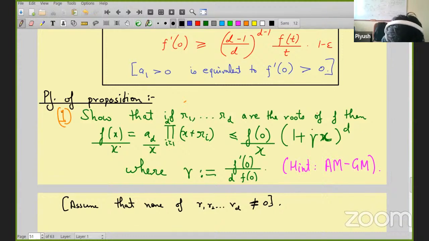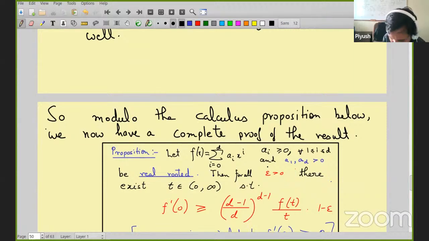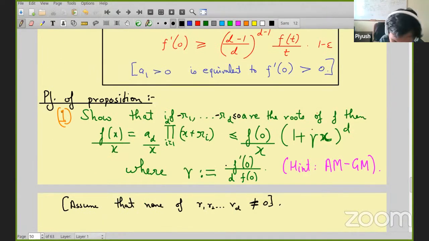So now let's just do the factorization. f(x) over x, I just multiply out x. Actually the roots are what I meant was minus r, and I factorize them as a_d over x times the product from i equals 1 to d of (x plus r_i). The r_i's are non-negative, right? So they are less than or equal to 0 because the coefficients are assumed to be non-negative and the roots are real. As we saw very early on, the roots therefore have to be non-positive. So you have this factorization.